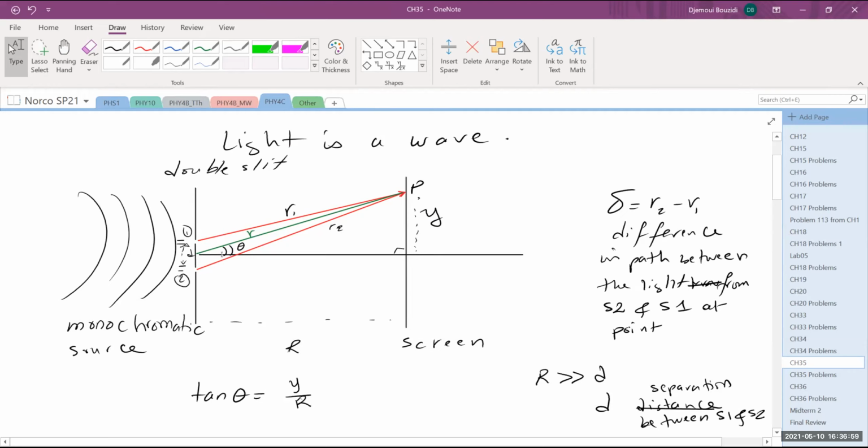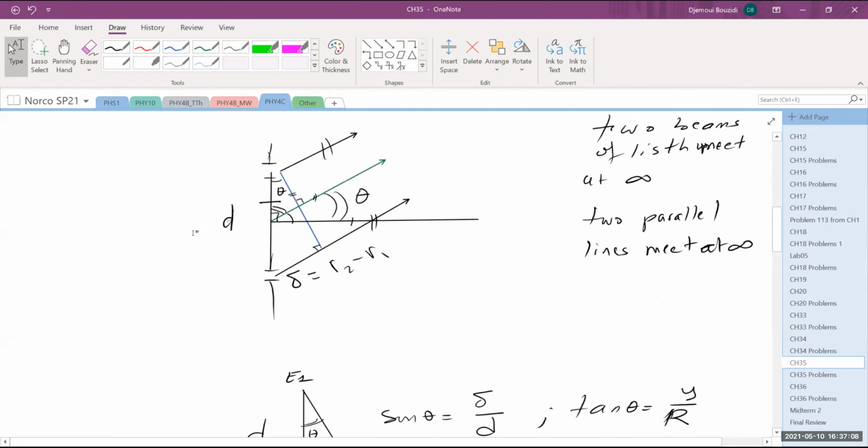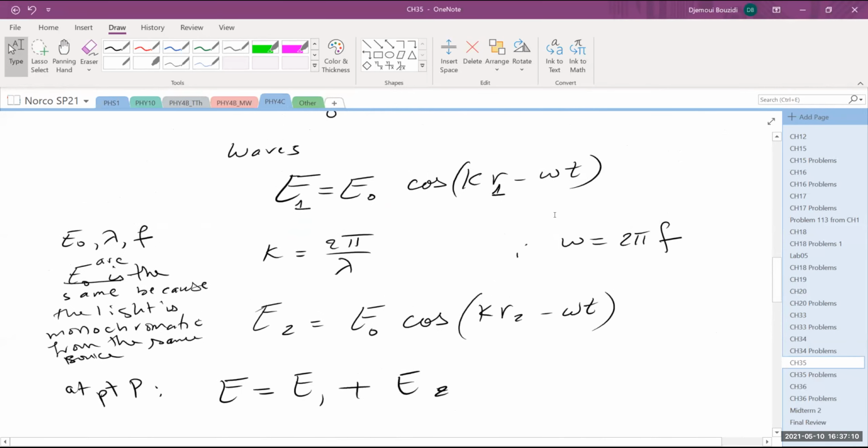And lambda that is going to emerge from here and lambda that is going to emerge from here is the same because it's coming from the same source. And F that is coming from this point and F that is coming from that point is the same. That's why I did not change anything in these expressions between the two sources, other than the fact that one of them traveled longer than the other. That's the only controlling factor, R1 and R2 being different.